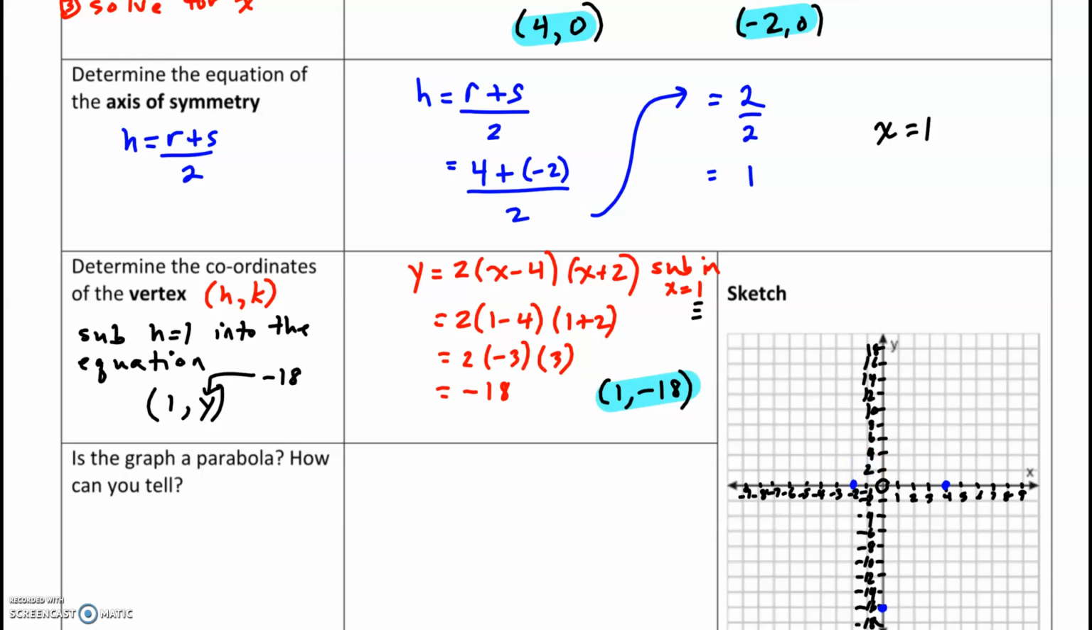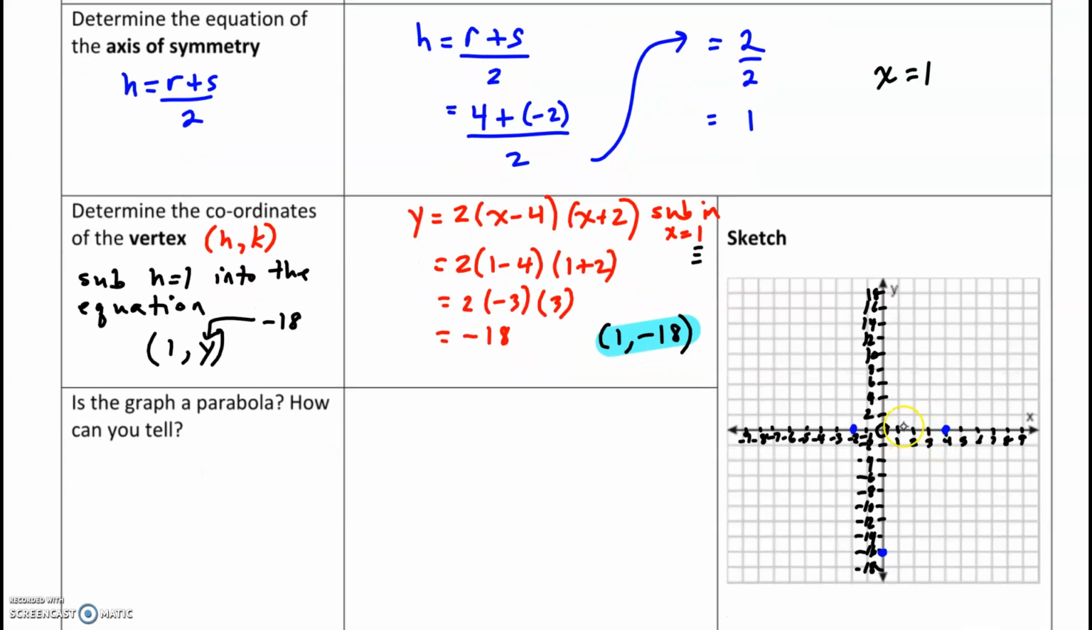Now I need my vertex. So my vertex is (1, -18). All right, so you can see the U shape. We know the axis of symmetry is x = 1. Here's my axis of symmetry. So I'm going to put in another point to help me with my sketch. See how the zeros are mirror images on either side? They're 3 units on either side. This y-intercept is 1 unit away, so I know there's a mirror image 1 unit away from the axis of symmetry on this side. And now that completes the ease of drawing my parabola.